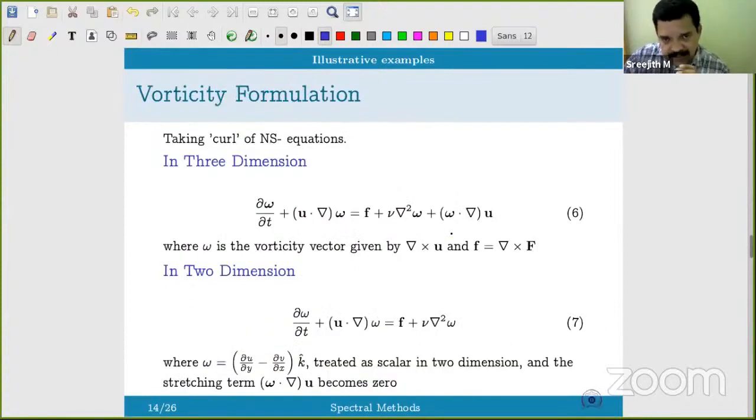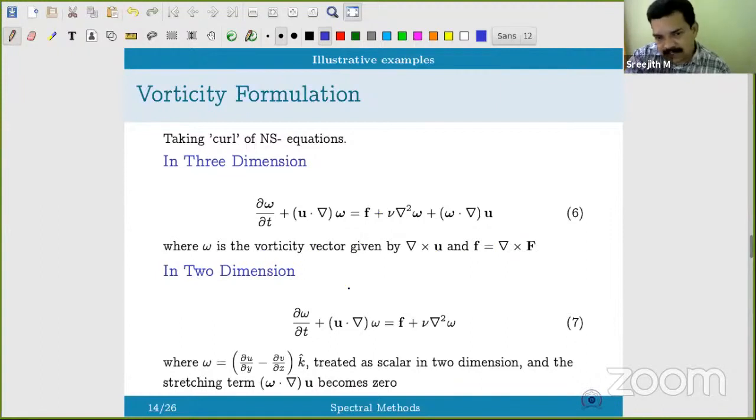Now, if you take the curl of the Navier-Stokes equation, we can transform this equation into vorticity formulation. By taking the curl, you can eliminate the pressure term from the Navier-Stokes equation. So ∂ω/∂t + u·∇ω = f + ν∇²ω + ω·∇u. That is the vorticity formulation, where ω is the vorticity vector given by ∇×u, and the forcing term small f is equal to ∇×f.